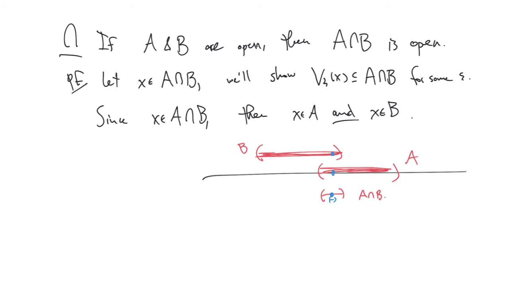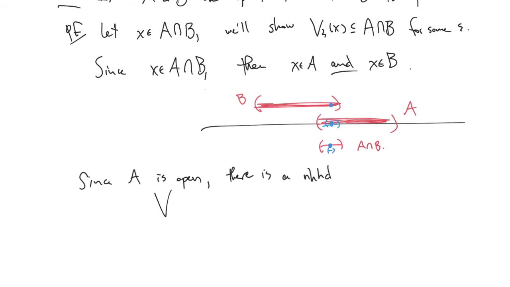But I'm going to say, since A is open, this point does have a neighborhood inside of A, right? And it also has a neighborhood inside of B, but they might be different sizes because maybe B is a lot smaller than A. The neighborhood in B might have to be much smaller. But anyway, since A is open, there is a neighborhood. I'll say it this way: there is a neighborhood V epsilon 1 of X, subset of A.